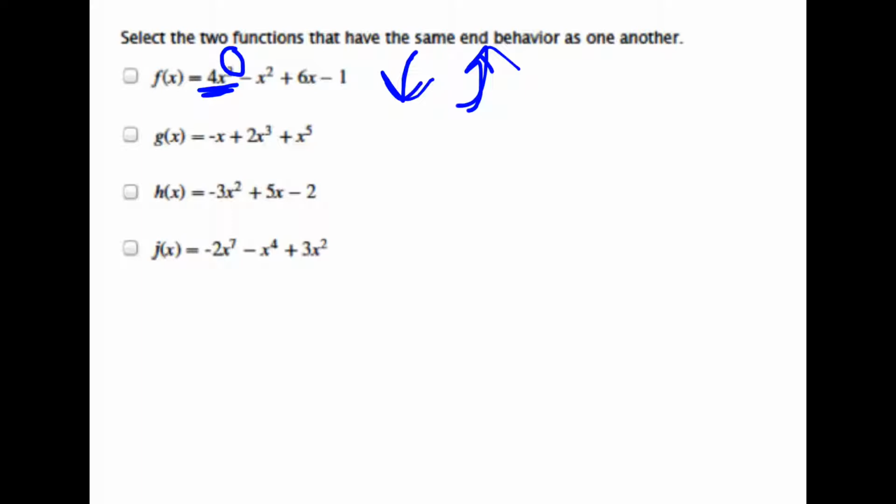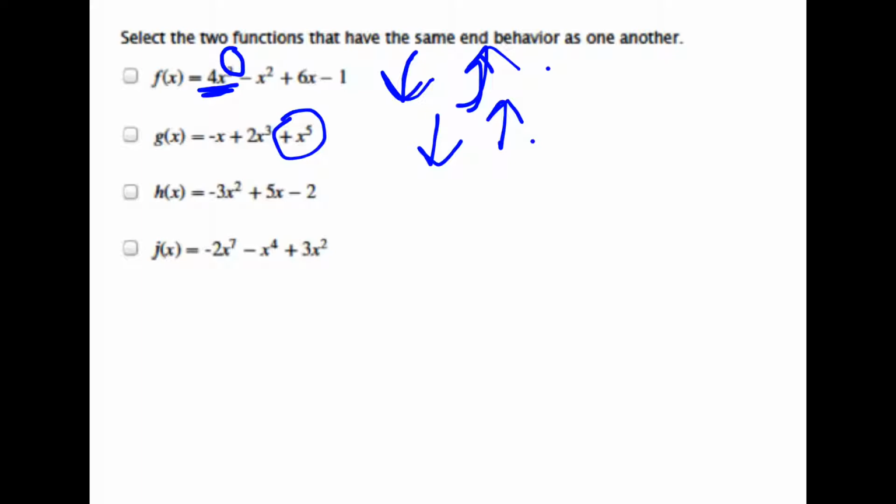Here, you look for the leading coefficient, which happens to be right here, and it's positive, so we know the right side is going to go up. It's odd, so the left side is going to go down. These two are the same so far. I might have my answer, but I'm just going to check.